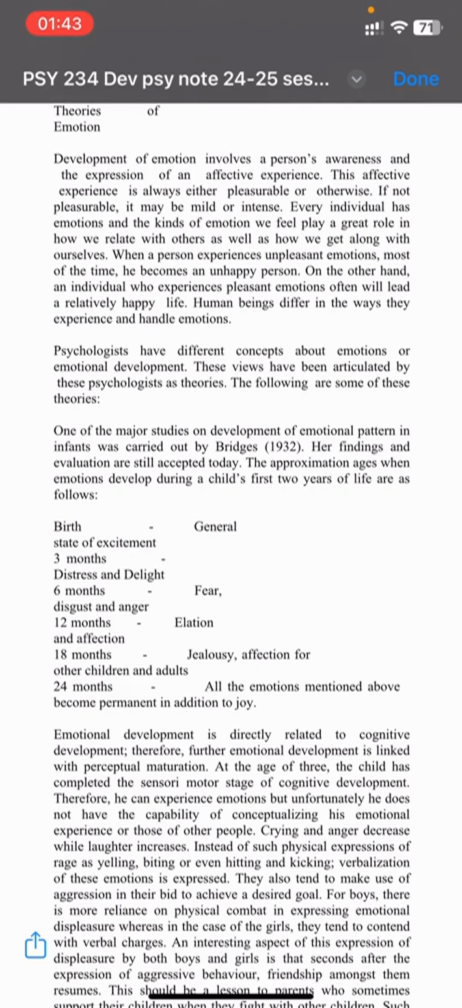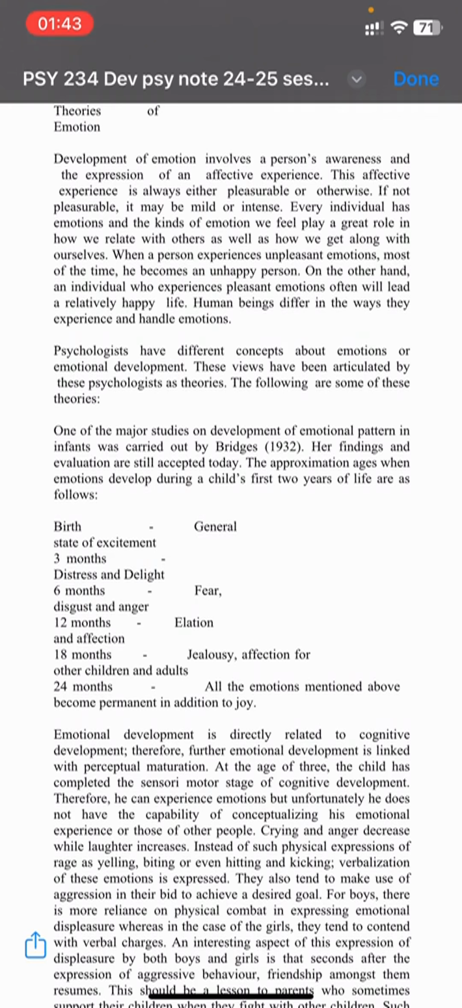Now, at birth, there's a general state of excitement. Then 3 months, there's distress and delight. 6 months, disgust and anger. 12 months, elation and affection. 18 months, jealousy, affection for other children and adults. 24 months, all the emotions mentioned above become permanent in addition to joy.